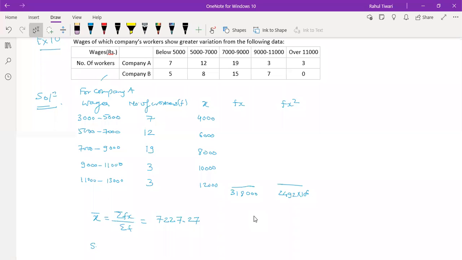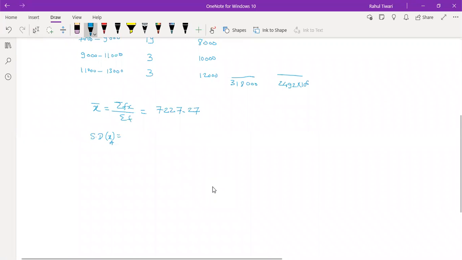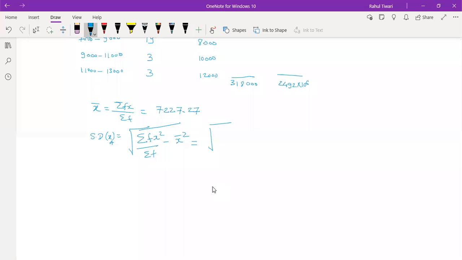Similarly, calculate the standard deviation. We need the standard deviation of x with reference to A. So what would that be? Using the formula, it is square root of summation Fx square upon summation of f, minus x bar square, which is equal to, just do the calculation, 2492 into 10 raised to 6 upon summation of f, which is 44, minus 7227.27 whole square. This is whole square.